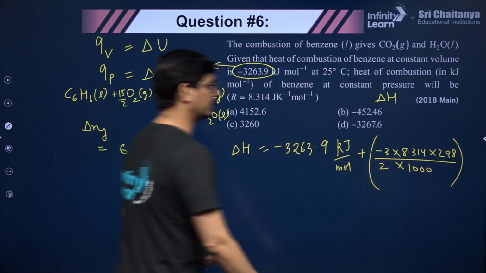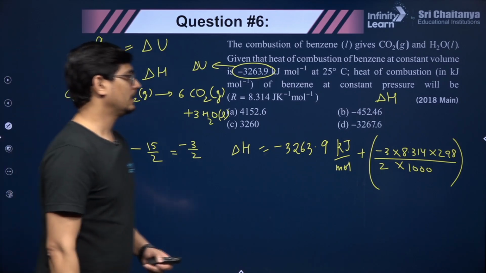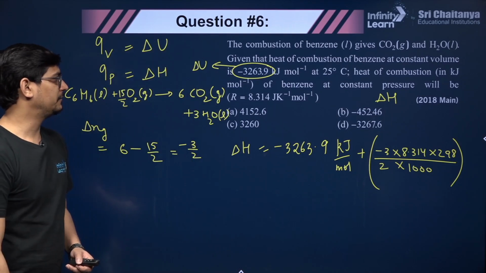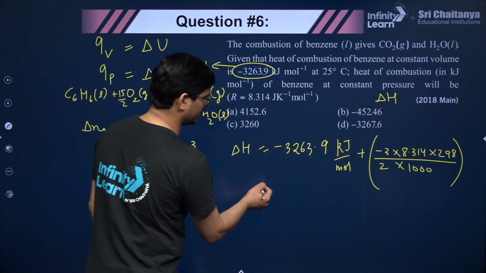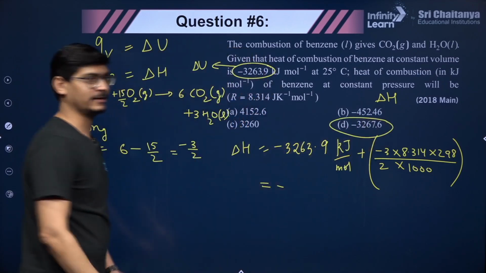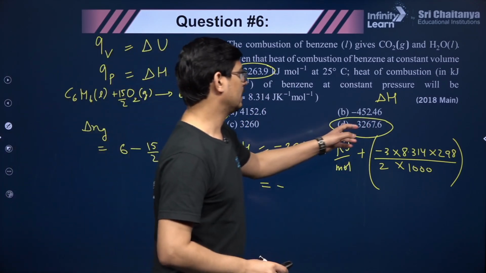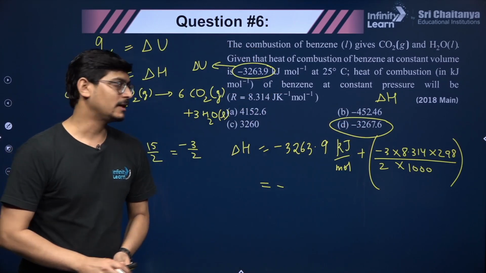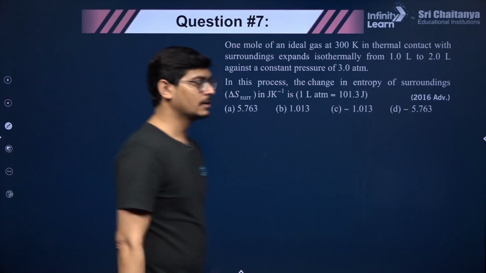Is that clear, right? So this is approximately 3.7 kilojoules, something like that. And because it is a minus sign, it will be minus 3260 point something. So I think this will be the correct answer. You can calculate, right? That is the kind of question you get on this. So here minus 3267.6 kilojoule per mole will be the correct answer, right? Moving to the next question.